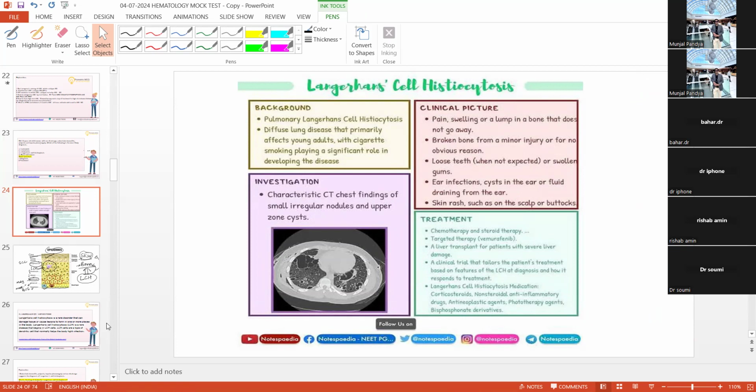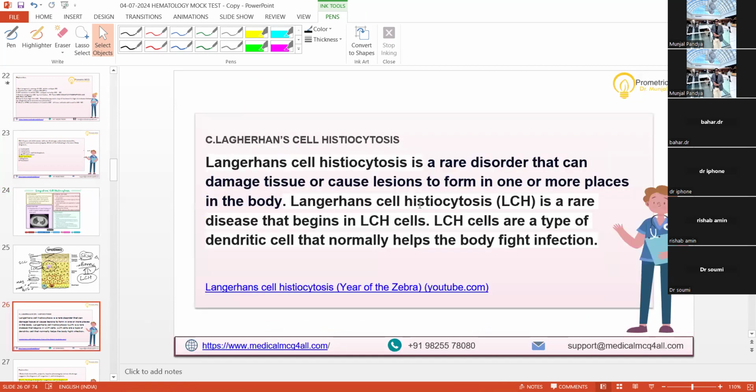Presented with these things. And last, as I told you, my triad of three things: diagnosis, investigation, and treatment. How do you diagnose? You take a biopsy from the concerned organ. If there is lymph node enlargement, you can do a lymph node biopsy; you can do a bone marrow biopsy in cytopenia; if there is a dermatology manifestation, you can do a skin punch biopsy. From the biopsy, you can see large numbers of Langerhans cells under the microscope. Langerhans cell histiocytosis is a rare disorder that can damage tissue or cause lesions in one or more places in the body.